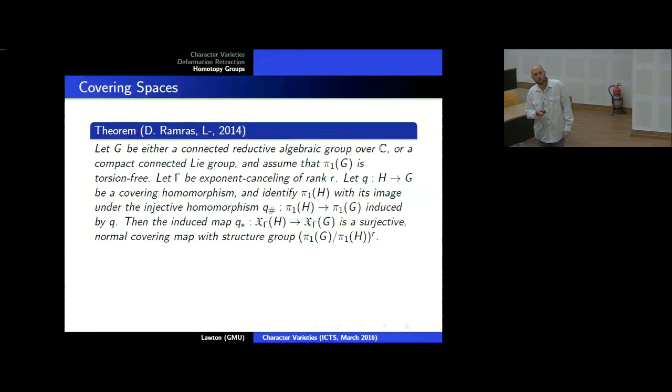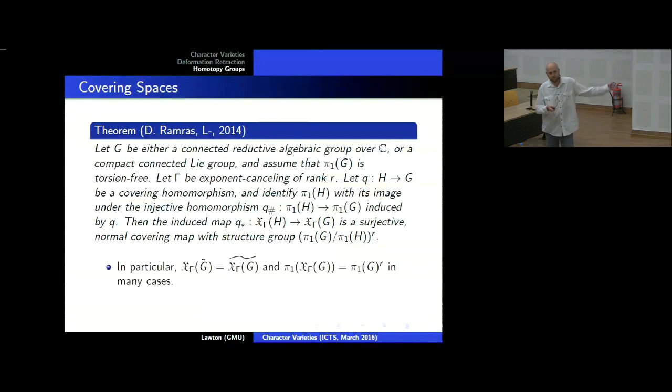So let gamma be exponent canceling, and we're going to assume that pi1 of G has no torsion, and take a covering homomorphism of the Lie groups. Then the upshot is we get a covering map of the corresponding moduli spaces with an explicit form in the structure group.